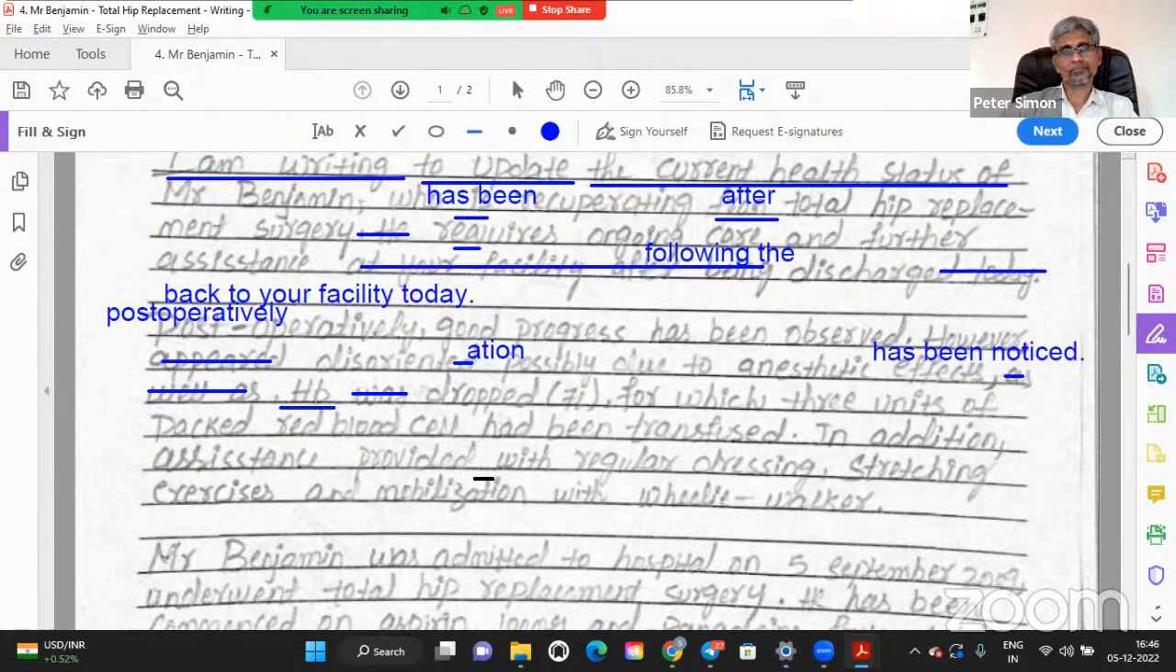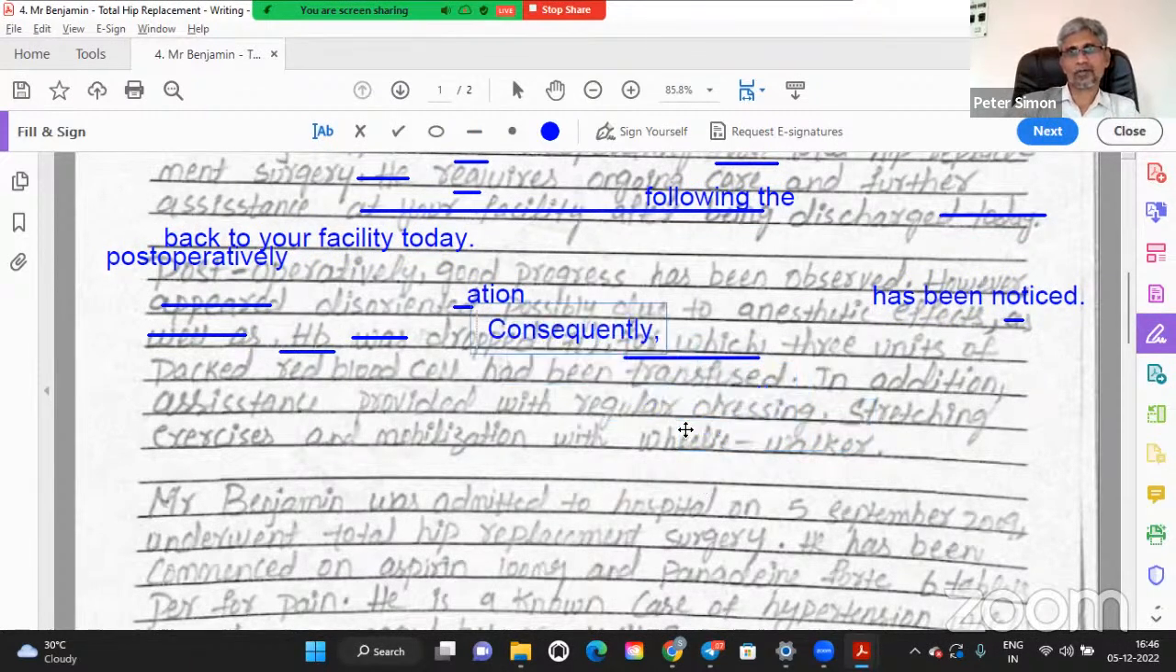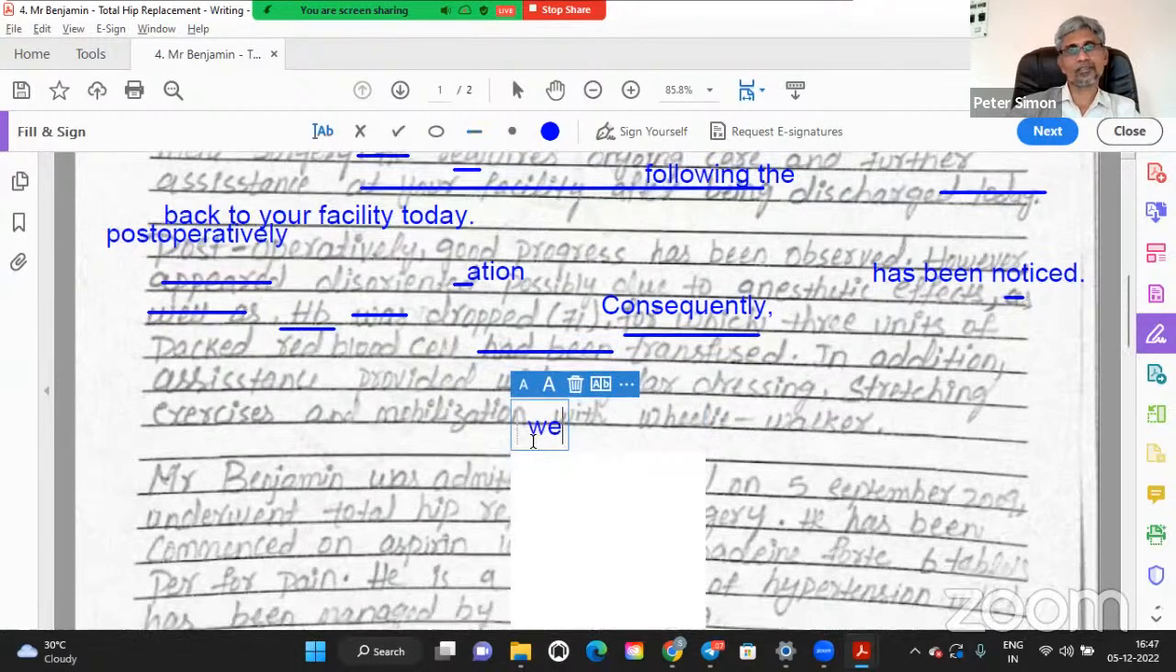Hemoglobin dropped. Consequently, you can say. For which doesn't suit here. You can say, therefore, or consequently. Three units of packed red blood cells were transfused. Were transfused is better.